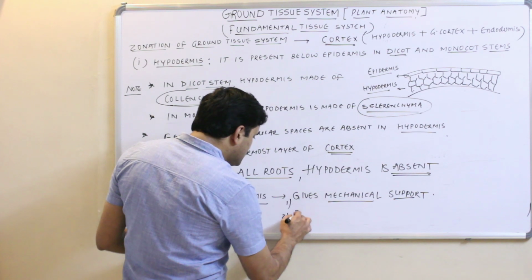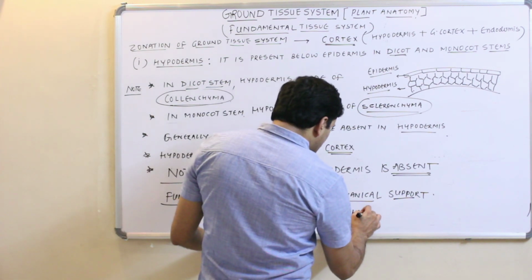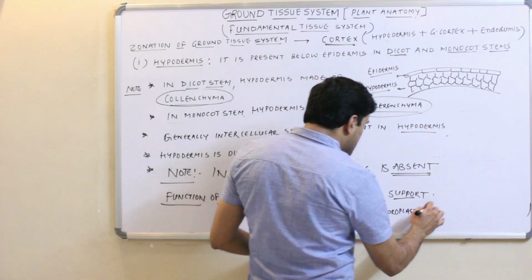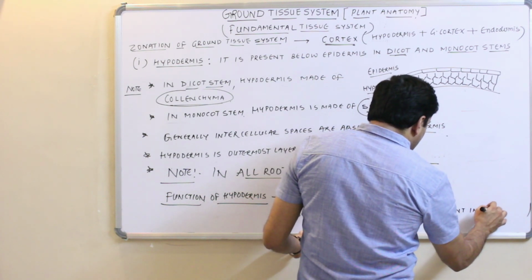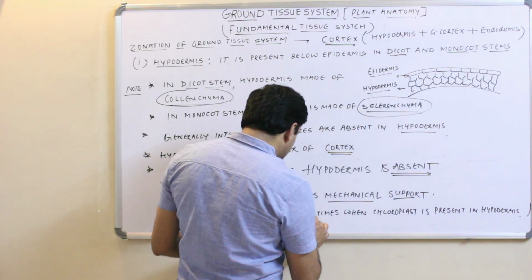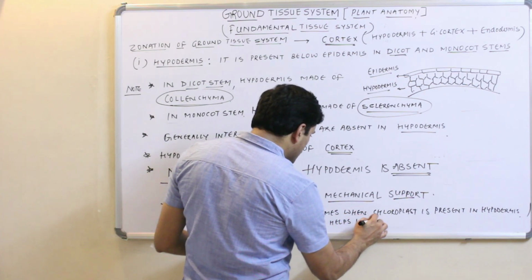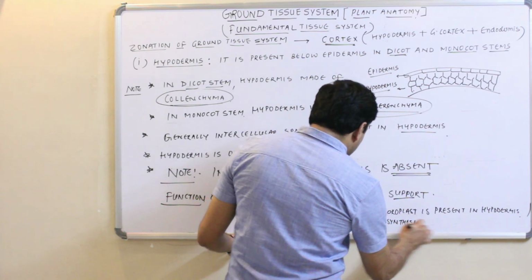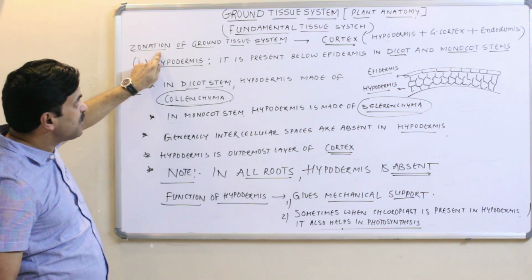And number two, sometimes when chloroplast is present in hypodermis, it also helps in photosynthesis. Fine. So just now we have started the zonation of the ground tissue system.